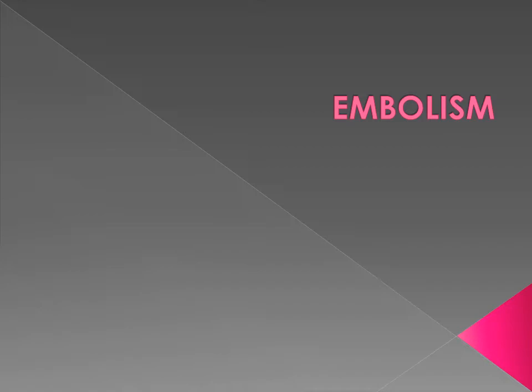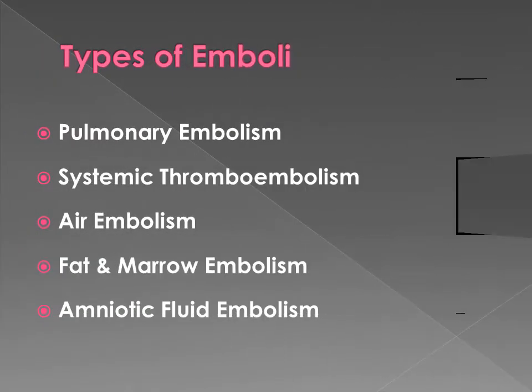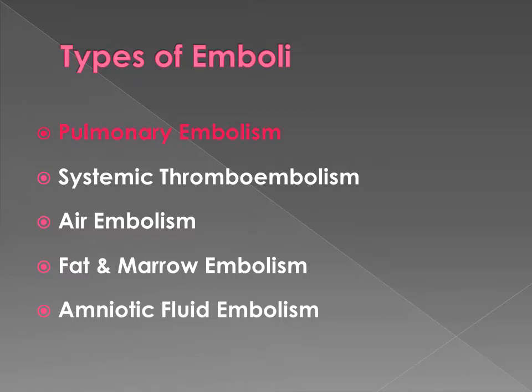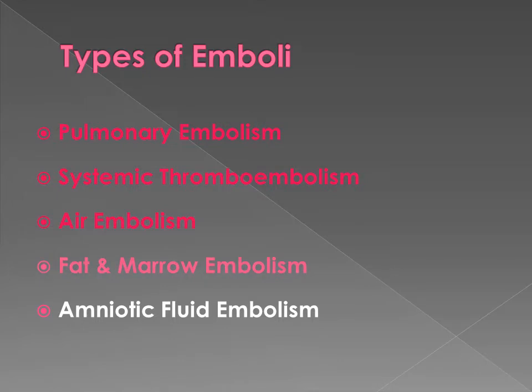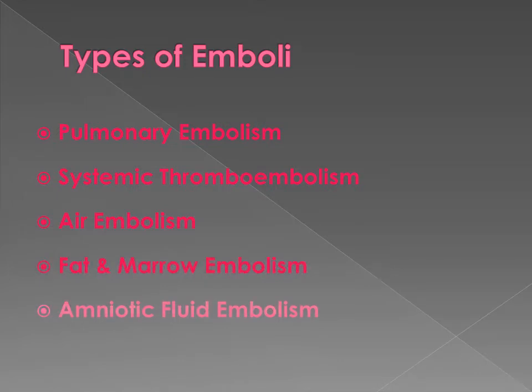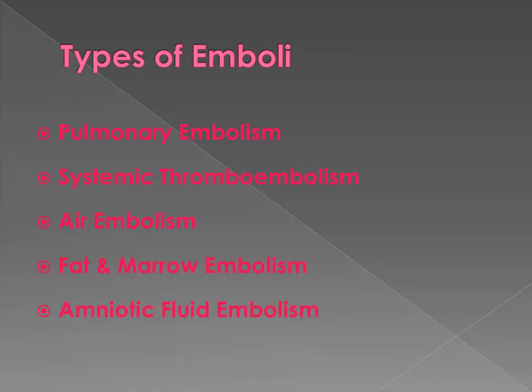Now moving to embolism. When we talk about embolism, it has various types, and in the next slide you will see the various types of embolism. So these are the types of emboli which are being displayed on your screens. We usually classify them as pulmonary embolism, then systemic thromboembolism, air embolism, quite important, fat and marrow embolism, and in the last we have amniotic fluid embolism.